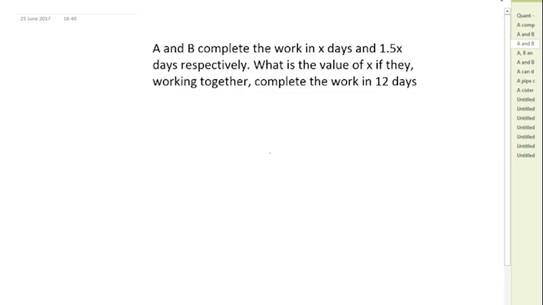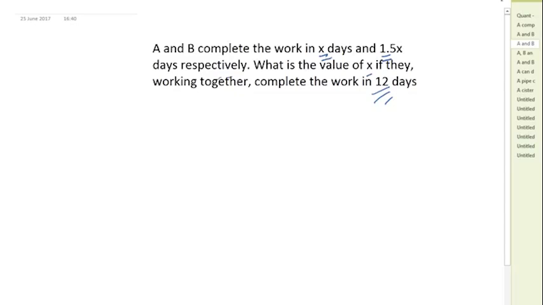And I'll keep reducing the amount of working I am showing as I go through so that you get some idea also how it is. So A and B complete the work in X days and 1.5X days respectively. What is the value of X if they're working together complete the work in 12 days? Okay, so this is a slightly different flavor. Same question, but it's a slightly different flavor. So let's see how we could have done that.